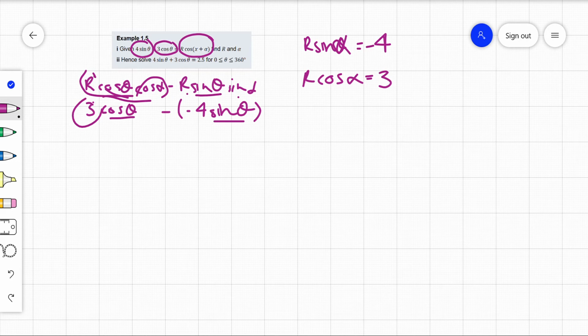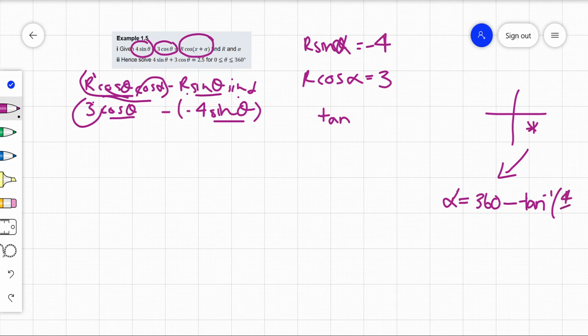Alright, so if you think about it, where is the sine negative and the cos positive? That would only be in this quadrant here. So in that quadrant, when I'm looking at tan alpha, the angle I want here, the alpha angle, is going to be 360 minus the acute angle. So really my alpha here is going to be 360 minus my acute angle, which would be inverse tan of 4 on 3.